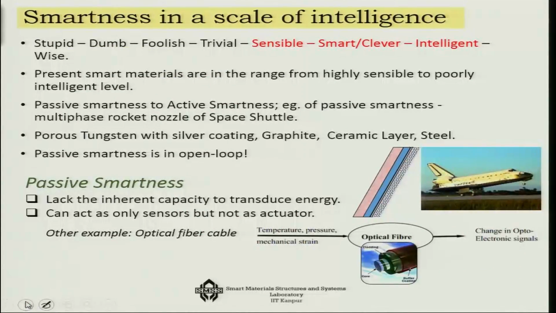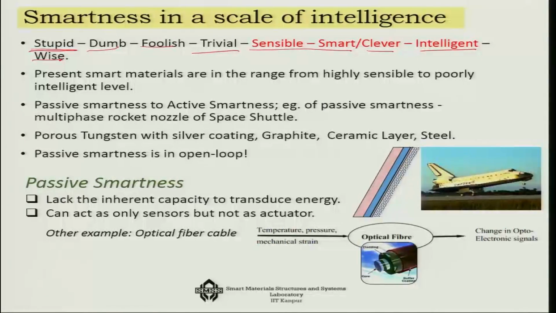Now, smartness, how do we define? If you look into a dictionary, then you would see that something which is not smart at all, the worst sense, is something which is stupid. Then maybe dumb, foolish, trivial, and then as the intelligence increases, you will start to get terms like sensible, smart, clever, intelligent, wise, etc. So, where are we in the smart materials systems in terms of the intelligence?